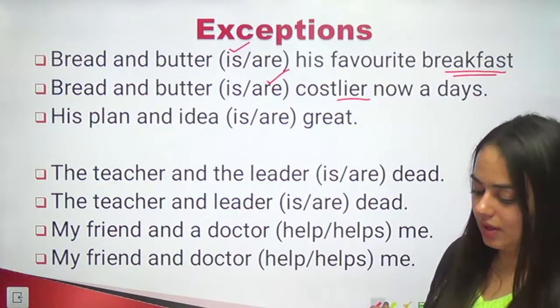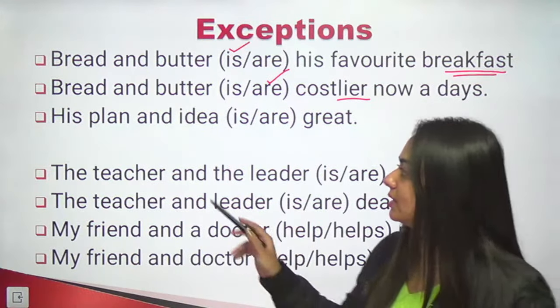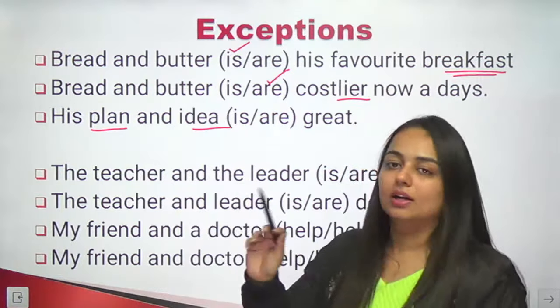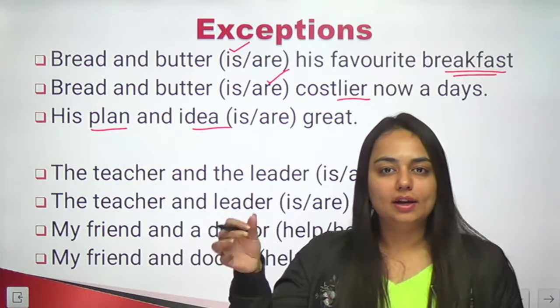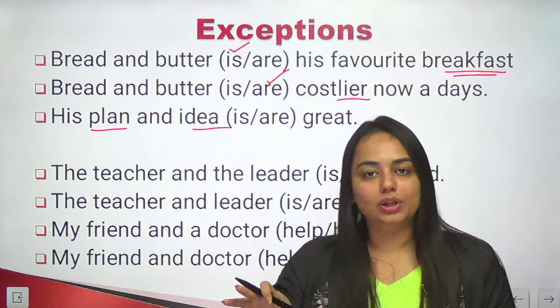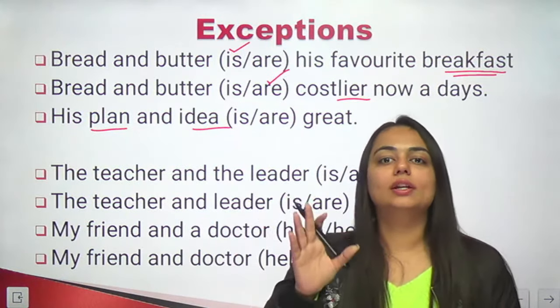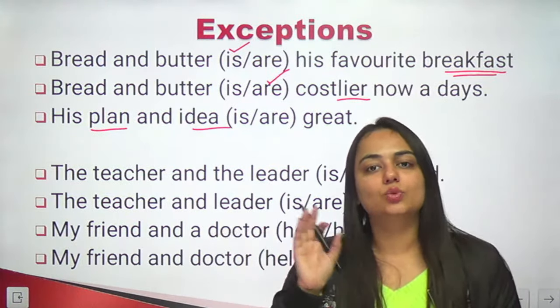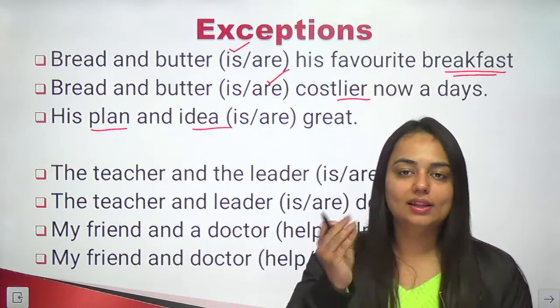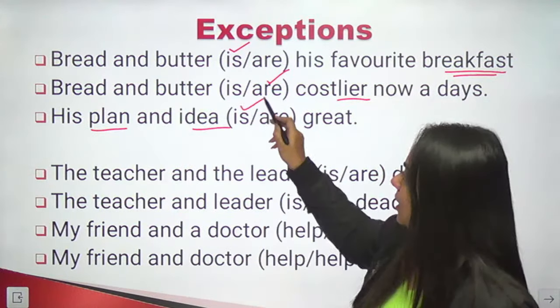Alright. So the right answer to this one should be C. His plan and idea. So this plan or idea, we are taking it to be one thing only. We are calling it plan also, we are calling it idea also. It means our subject is one and the same. This plan and idea, they are same. So we'll be saying is great.